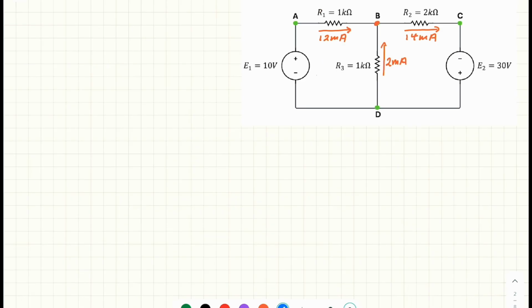Let's summarize the potential difference across each resistor. The potential difference across R1, we can put it as delta VR1, and we find this is equal to 12 volt. The potential difference across R2 is equal to 28 volt. The potential difference across R3 is equal to 2 volt.